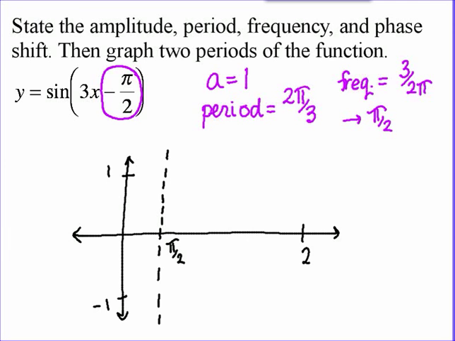So basically this distance here is 2 pi over 3. So how do I find what that number is? Pi over 2 plus 2 pi over 3. Yep, pi over 2 plus 2 pi over 3.